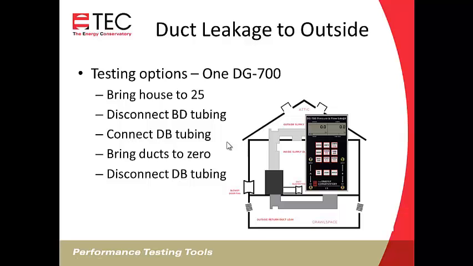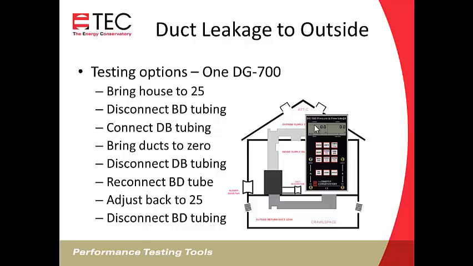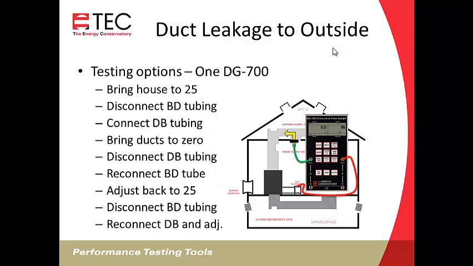We'll disconnect the duct blaster tubing, reconnect our blower door tubing, and now we can see the duct leaks to the outside have changed the pressure in the house, and we'll want to back off that flow and adjust it back to 25 pascals. Then disconnect the blower door tubing, go back to the duct blaster fan. It's getting a little repetitious, huh? We'll reconnect our duct blaster tubing and we'll adjust that back to zero.